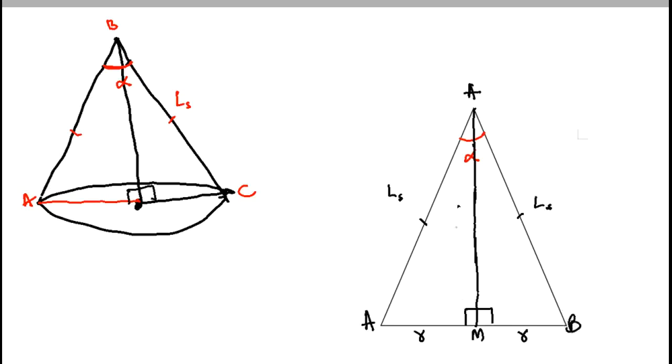So we are asked to find the vertical angle. Like I said, line AM divides this alpha into equal parts. Yes, it is a bisector. We call it the perpendicular bisector. So it bisects this angle alpha into equal halves. Bisect means to divide into equal halves.